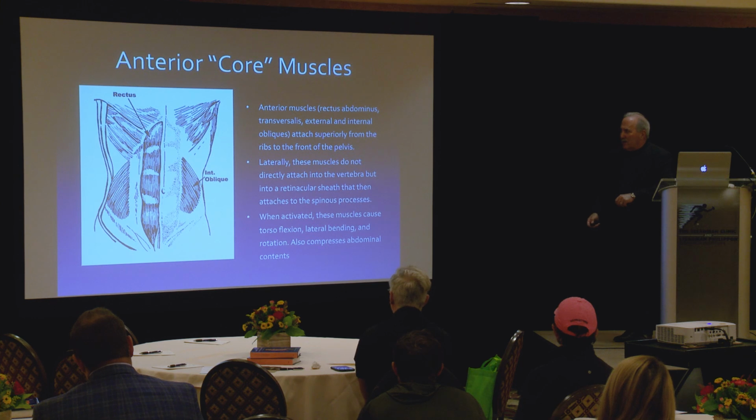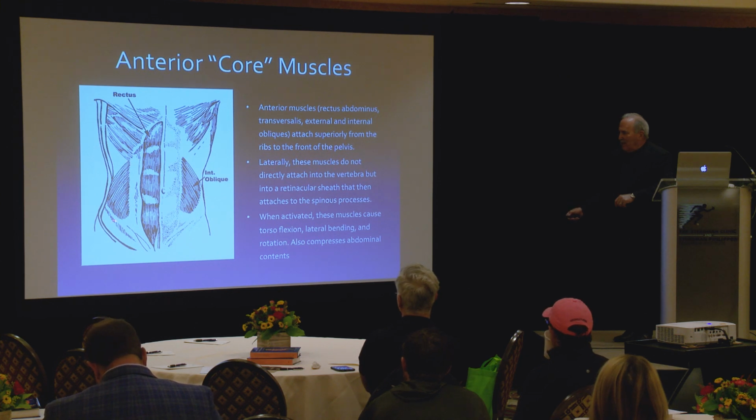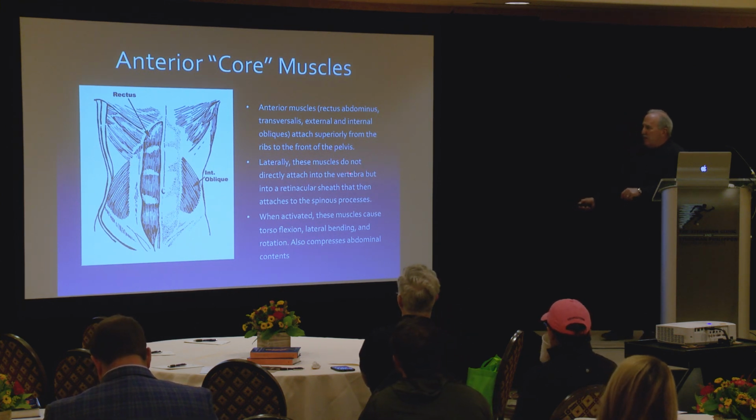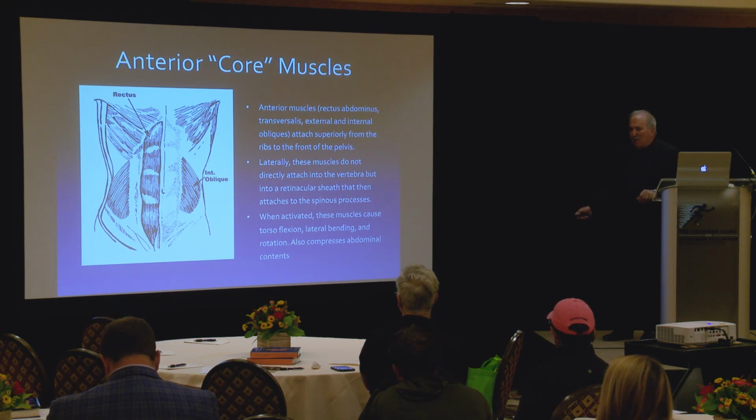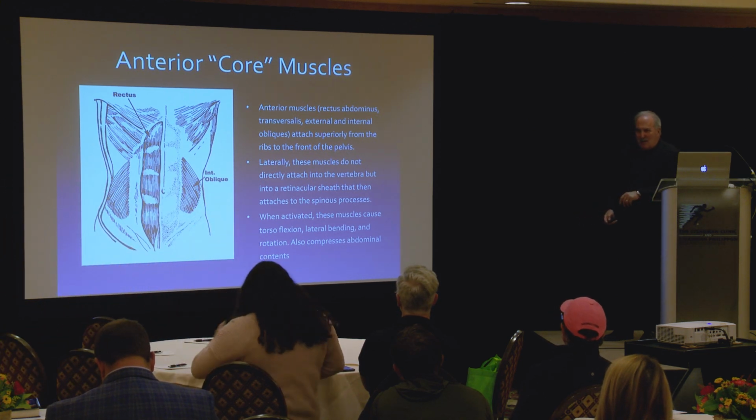So, the anterior core muscles, the rectus and the external and internal obliques, attach superiorly from the ribs to the front of the pelvis. Laterally, these muscles do not directly attach into the vertebra, but into a retinacular sheath that then attaches to the spinous processes, meaning anterior muscles cannot directly affect position of the vertebra. It's a generalized contraction.